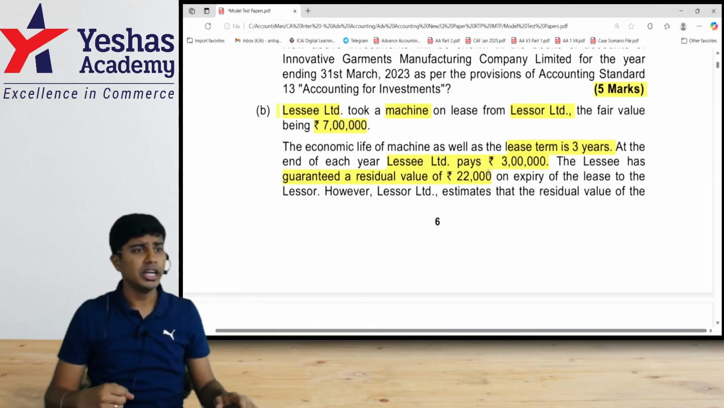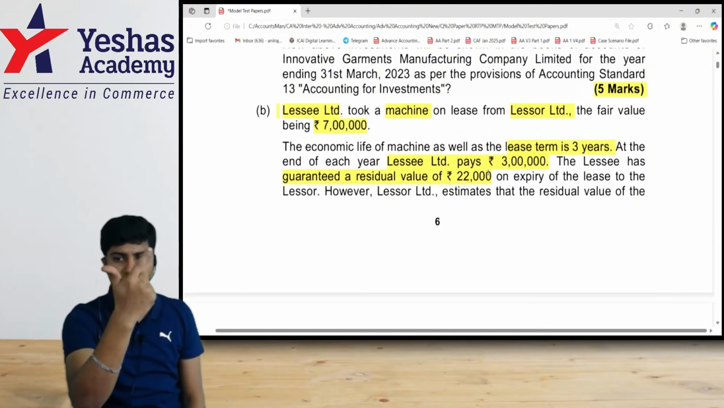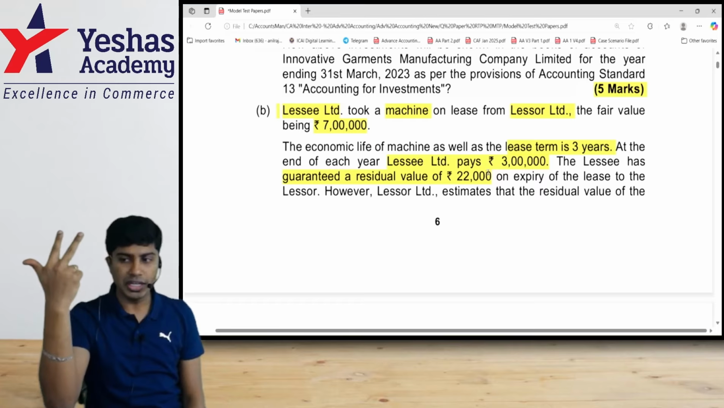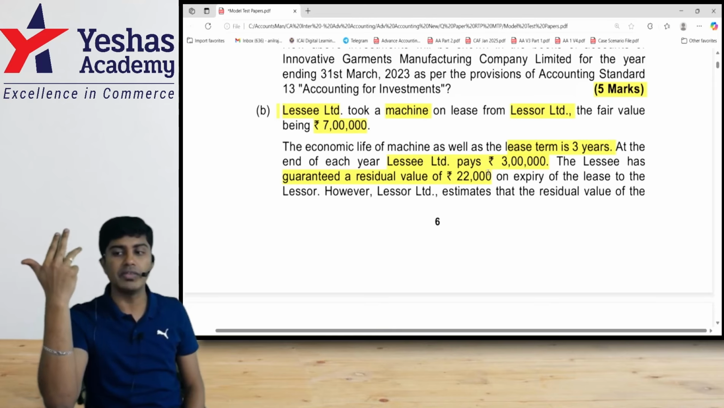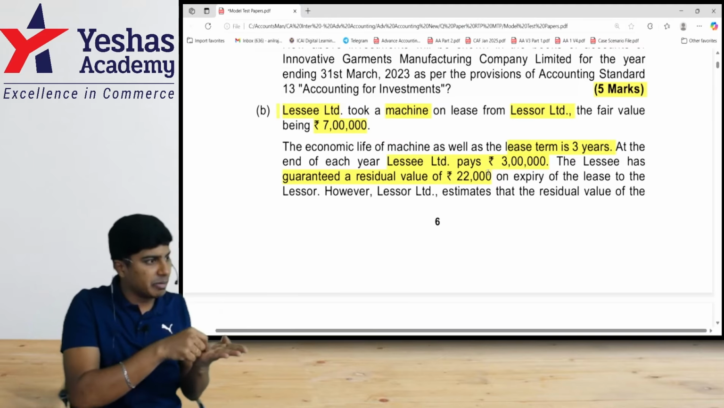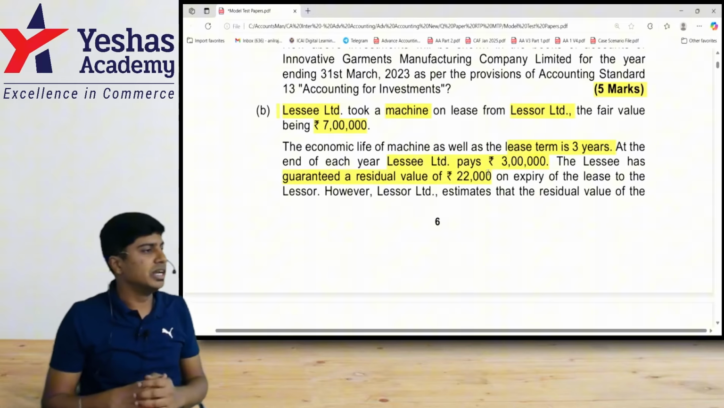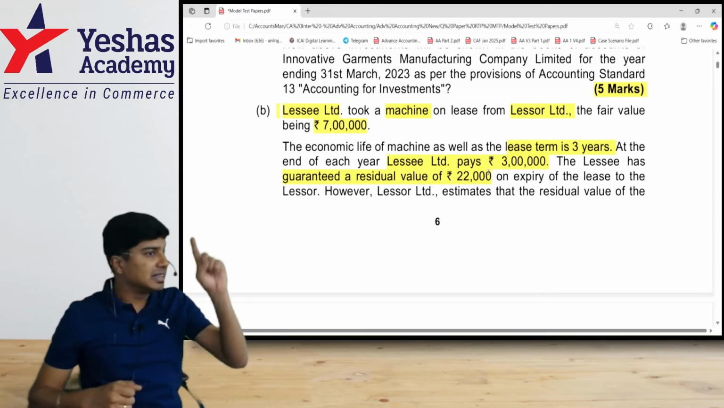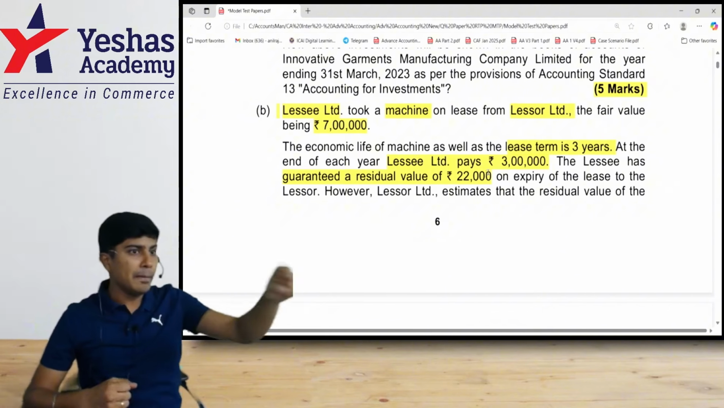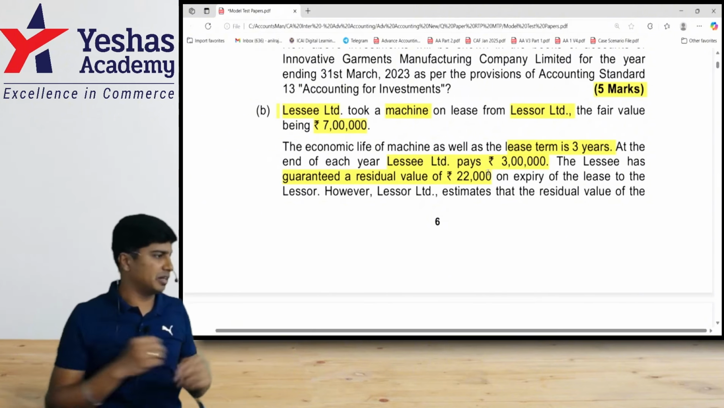How much money will you give me? 22. So you will give me 3 lakh at the end of year 1, 3 lakh at the end of year 2, 3 lakh at the end of year 3, and again at the end of year 3, you will pay me 22,000. So total money that I'll collect from you as per the lease agreement is 3 lakh rupees into 3 years plus 22,000, 9 lakh 22,000. That is the minimum money that you have to pay, minimum money that I have to collect. We call it minimum lease payment.